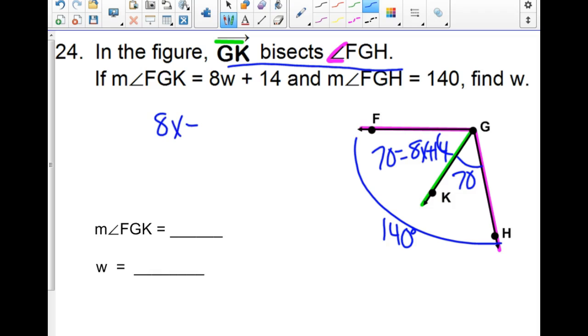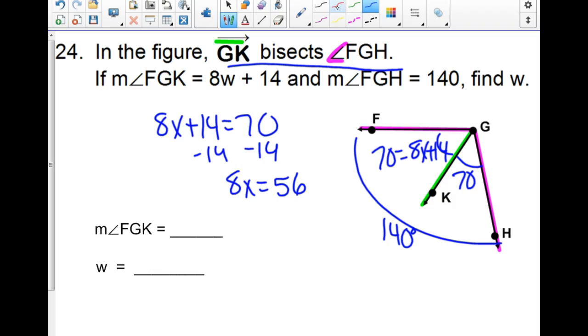So we want to do 8x plus 14 equals 70. We'd subtract 14 from both sides. 8 times x would be 56. And now we would divide by 8. And that would give us W is 7. I used an x instead of it was supposed to be a W. Okay, plug 7 back in here. 8 times 7 plus 14. But actually, we knew FGK was 70 degrees. And that would give you back 70.